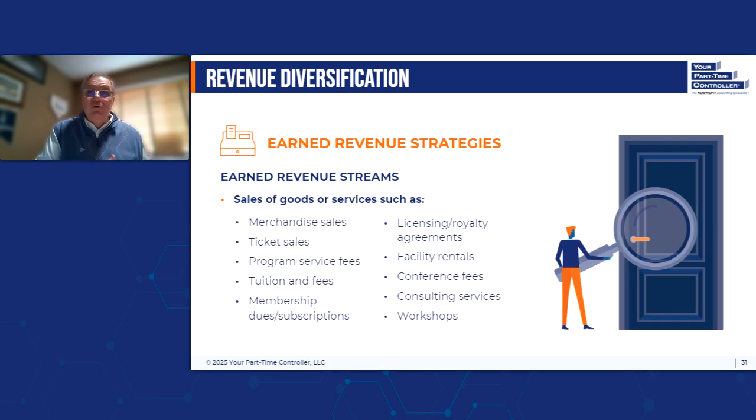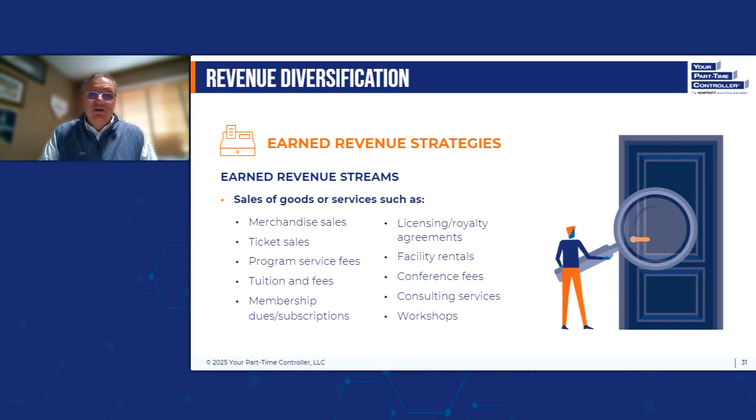Now, earned revenue is a little bit different than contributed revenue. On the contributed revenue, we said, I'm going to give you money, but I don't expect anything in return. Well, earned revenue is just the opposite. I'm going to give you money, but I do expect something in return. I'm either going to buy something from you, give you money, and you're going to give me merchandise. Or maybe you're a theater and I'm going to give you money for a ticket, and you're going to do a performance, or tuition. You see all the examples here on the screen. So this is a little bit different that maybe you're not aware of.